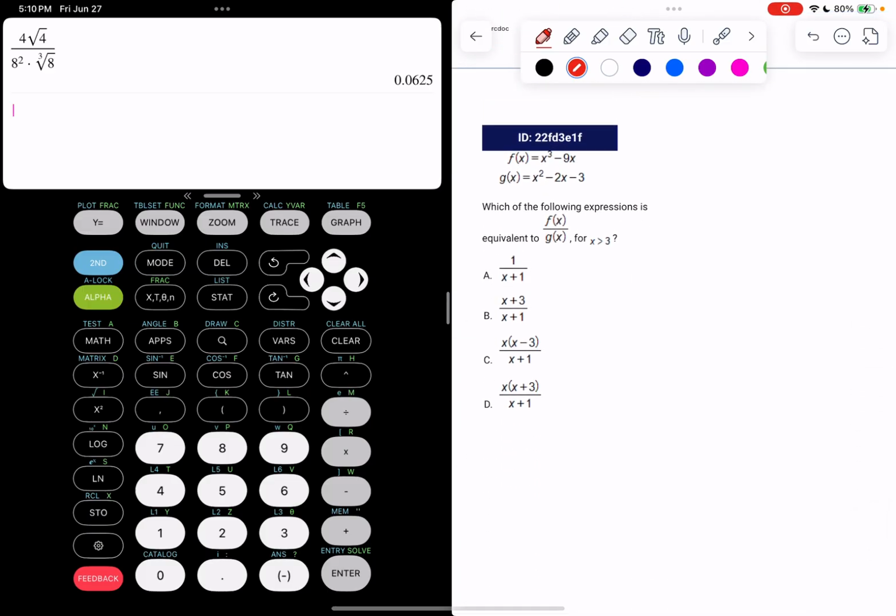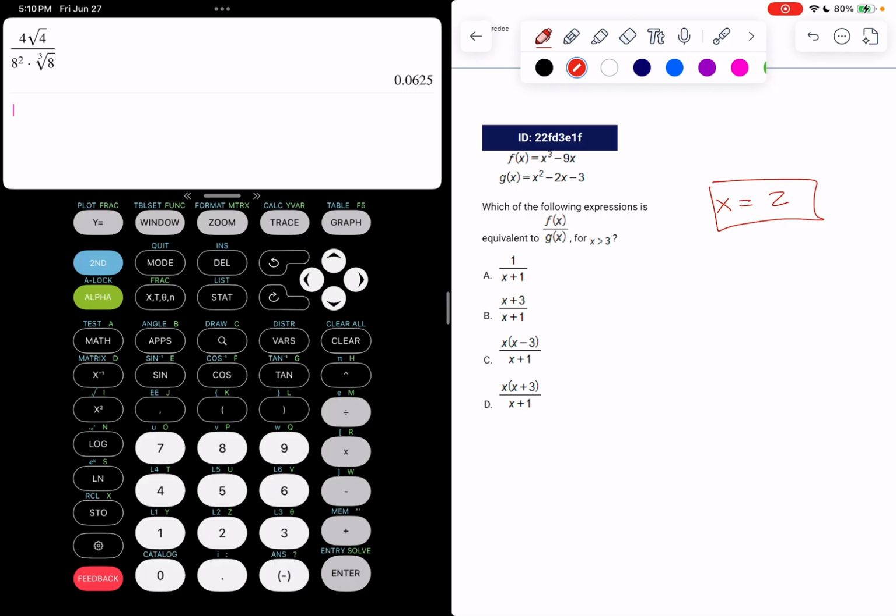This says f of x is x cubed minus 9x, and g of x is x squared minus 2x minus 3. Which of the following expressions is equivalent to f of x divided by g of x for all x greater than 3? Look at all those variables in the answer choices. This is going to be a plug-in. So what do we want x to be? Let's make x, oh, I don't know, something cute and small, 2.